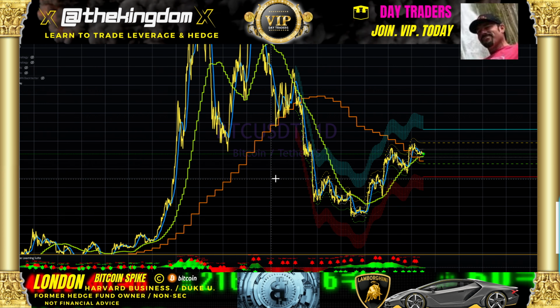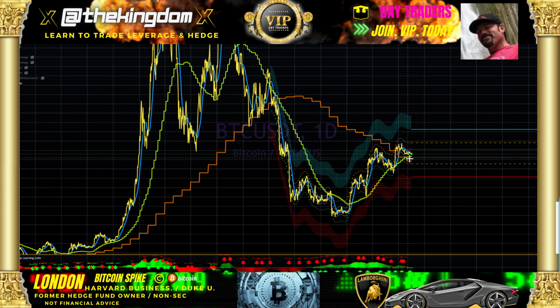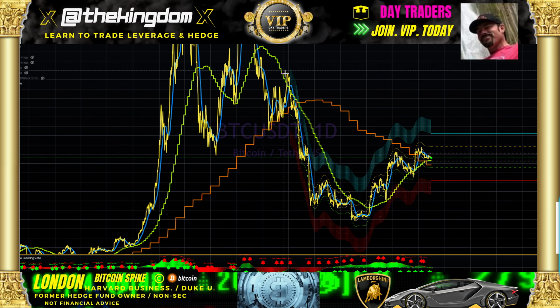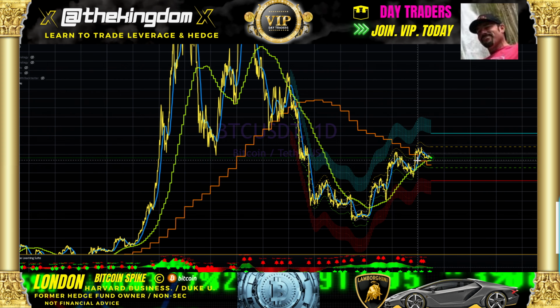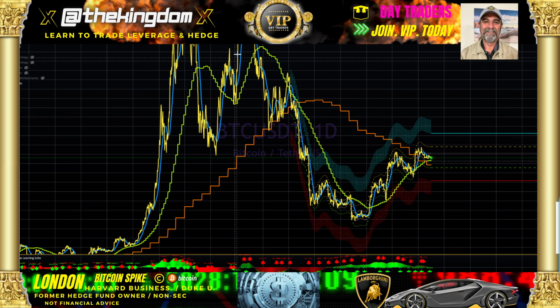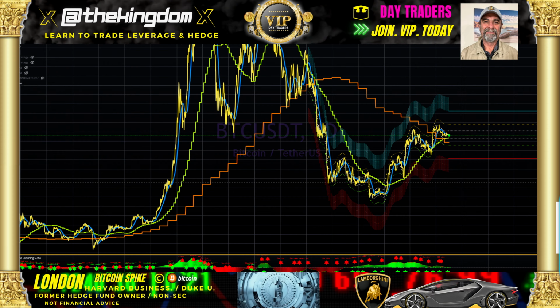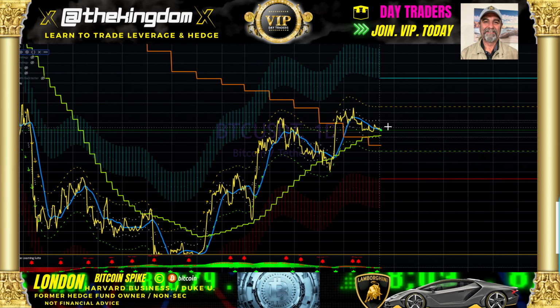I have identified and laid out the monthly 20 moving average on Bitcoin. I've identified and laid out the 20 moving average here on the weekly instead. So we've got the monthly in orange. In green, we have the weekly. Then we have the daily in blue, the 20 moving average.